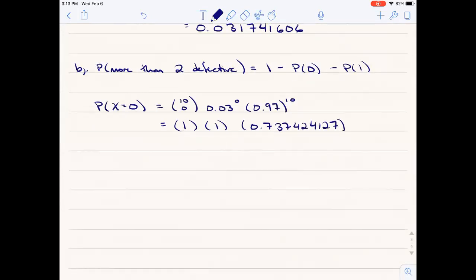I'm going to store that in my calculator, if you remember how to store stuff. If you don't, just ask me after class. I'm going to store it in 1. So that makes 0.7374242127. Just make a note to myself that I stored it in 1.